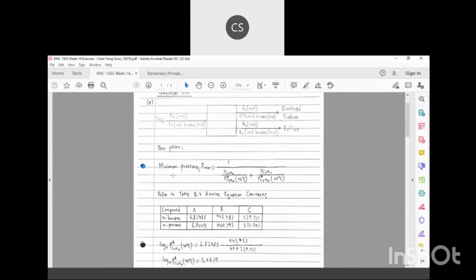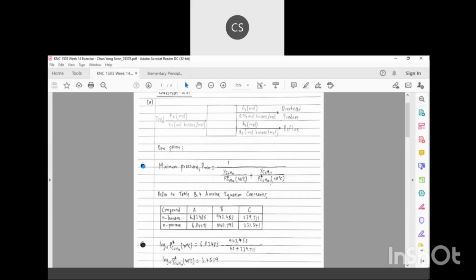So here's the formula for the dew point pressure, which is also referred to as the minimum pressure for the partial condenser. The minimum pressure equals 1 over the sum of the molar composition of the gas divided by the vapor pressure of the pure species, represented by the asterisk.